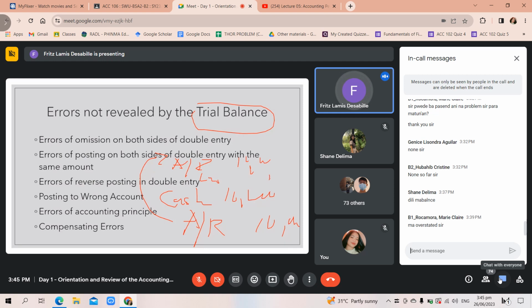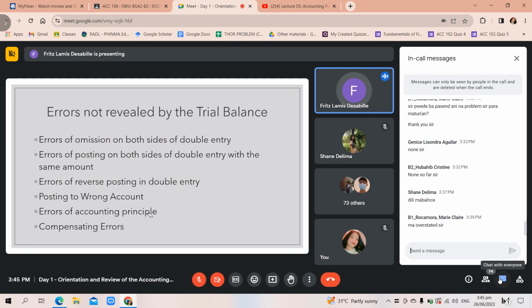So pag tan-aw nimo sa TB, balanse lang gyapon siya. Di ba? Kay naa man kay debit, naa man kay credit. However, sayop siya kay nabali nimo ang imuhang double entry. Meaning instead nga gi-debit nimo, imo siyang gi-credit, instead nga gi-credit nimo, imo siyang gi-debit. So that is another example of an error not detected by the trial balance. Okay, posting in the wrong account, okay, na same lang gyapon as sa omission or posting on both sides.